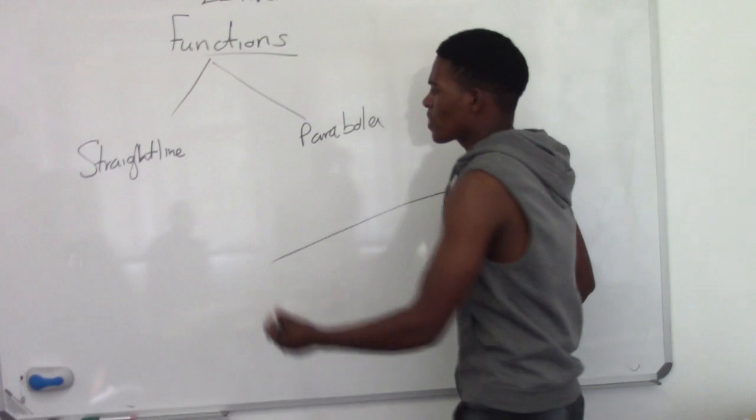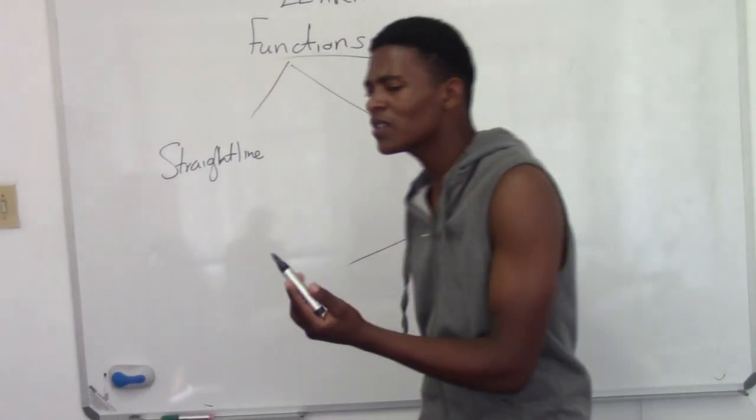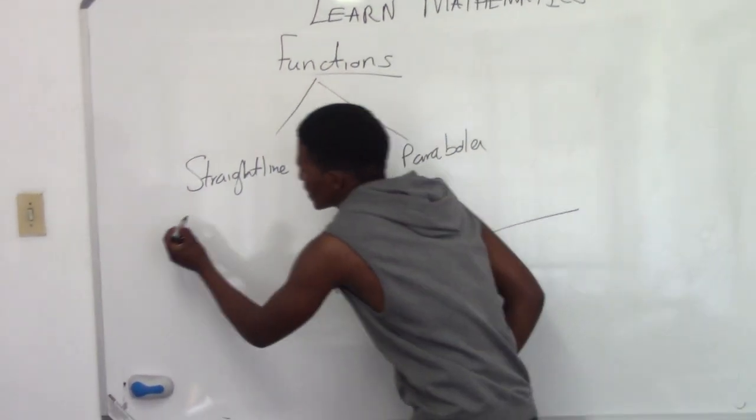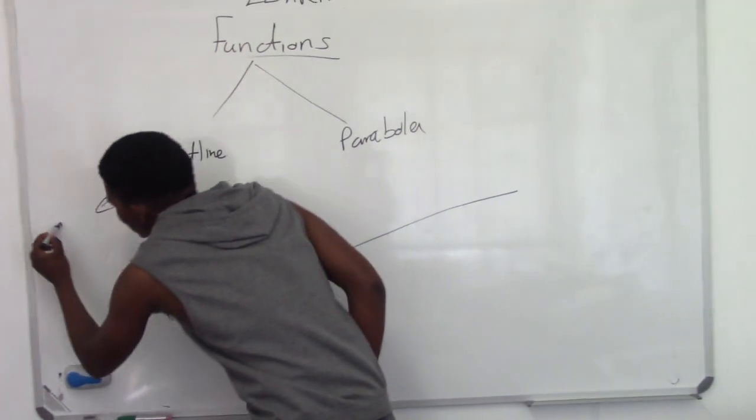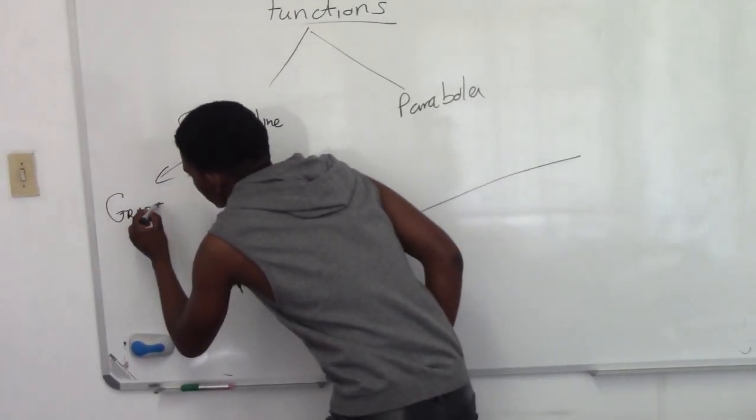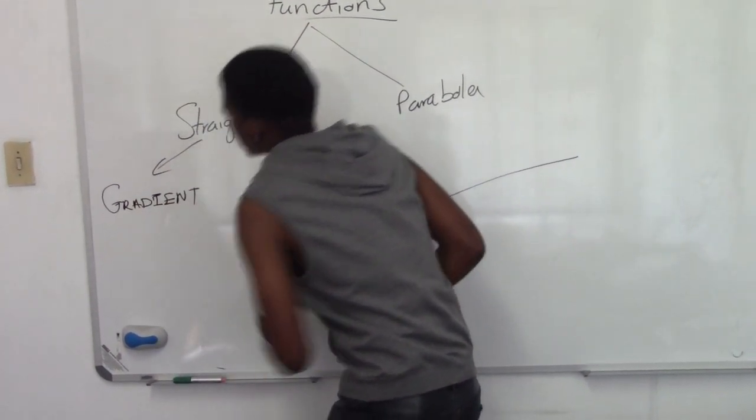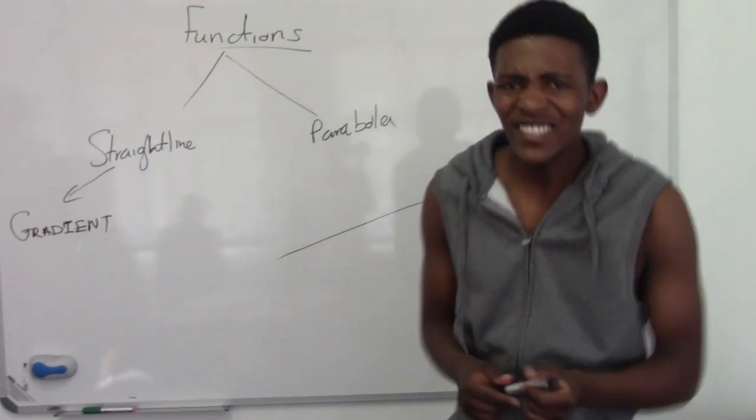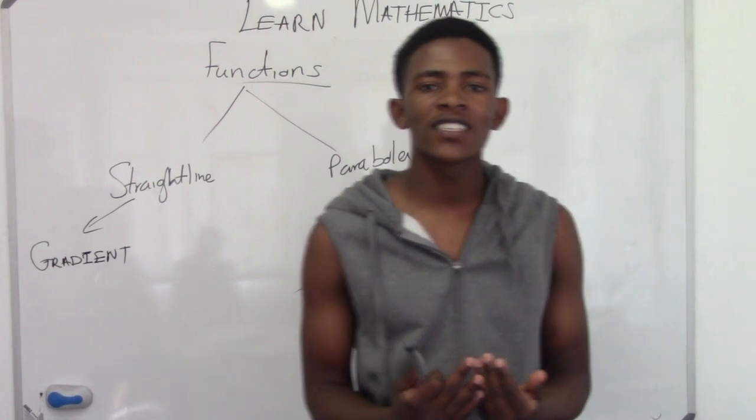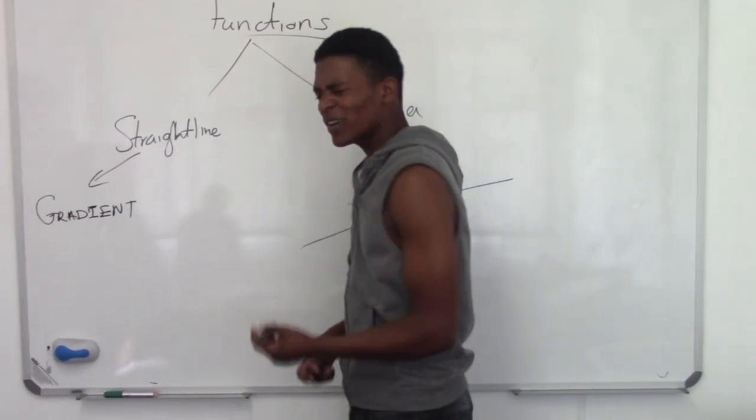So when I'm talking of a straight line, it should have something we call a gradient. So a straight line should have what? A gradient. So now, what is a gradient? Gradient defines the slope of a straight line.